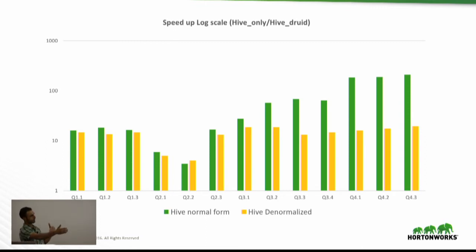In that range, we still have one order of magnitude of speed up compared to Hive, whether the data is in normal form or not. So you are getting a huge speed up by putting the data in Druid, even if you put it in a denormalized form in Hive. When we go to the other side, where the join is between the 3 tables, the gap between Druid and Hive in the normal form is even bigger, where we can achieve an improvement of 100 times faster because of the joins.